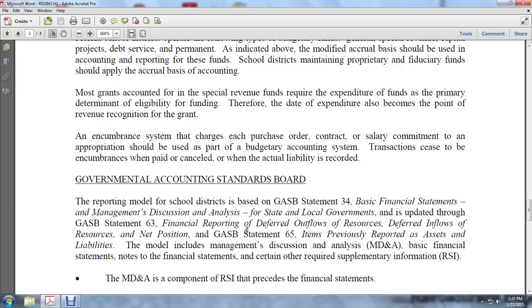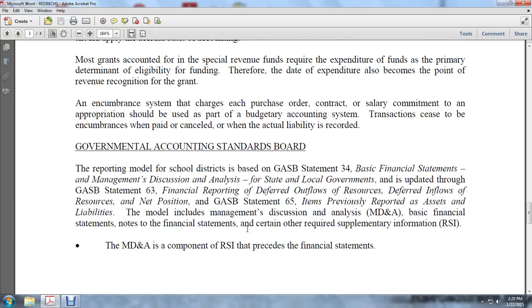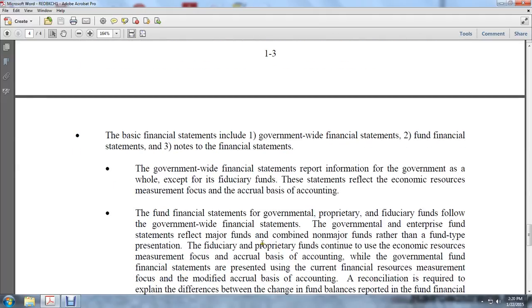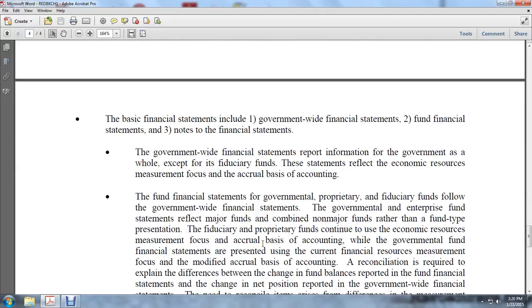The management's discussion and analysis, together with the required supplementary information, precedes the basic financial statements. The basic financial statements include: 1. the government-wide financial statements, 2. the fund financial statements, and 3. the notes to the financial statements. The government-wide financial statements report information on the government as a whole, except for the fiduciary funds. The statements reflect the economic resources measurement focus and the accrual basis of accounting. The fiduciary funds follow the government-wide financial statements.